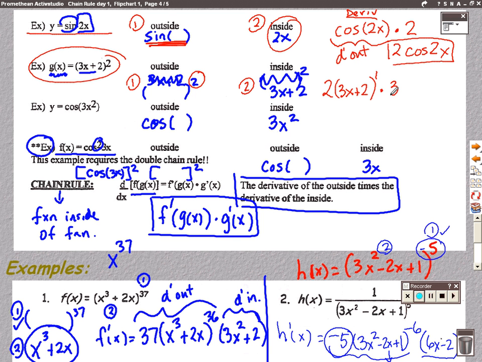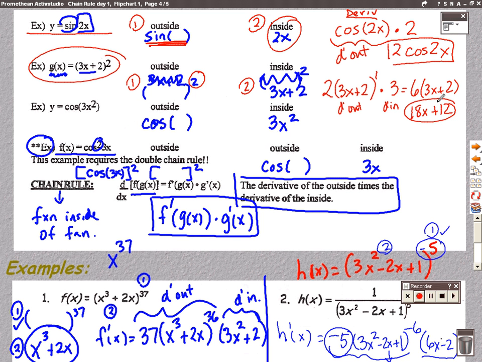So this was the derivative of the outside. This is the derivative of the inside. And when we clean that up, we get 6 times 3x plus 2, which we can make 18x plus 12 as a final derivative. Not too bad. Let's do one more. I'm going to save the double chain for another day. It's not that bad, but we'll do that another time.